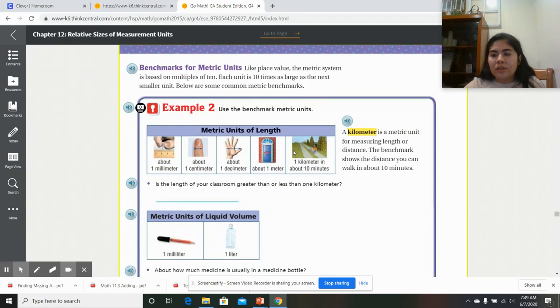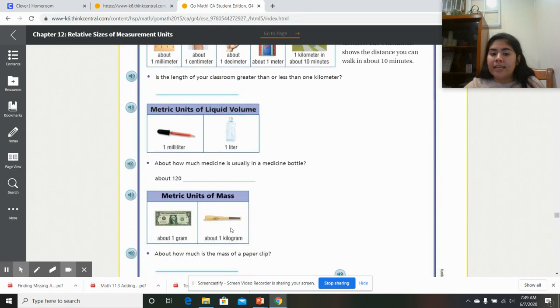But we don't want to know the length. We want to know the mass, how much something weighs, right? So this is where we're going to be looking. So does one strawberry weigh close to the amount of a dollar bill or of a bat?